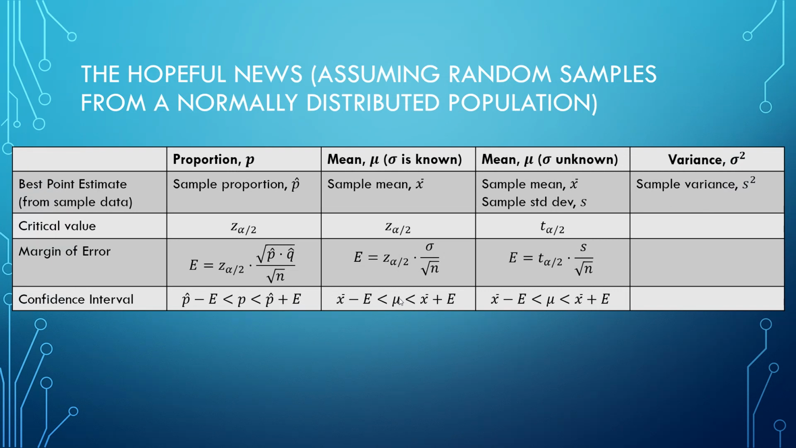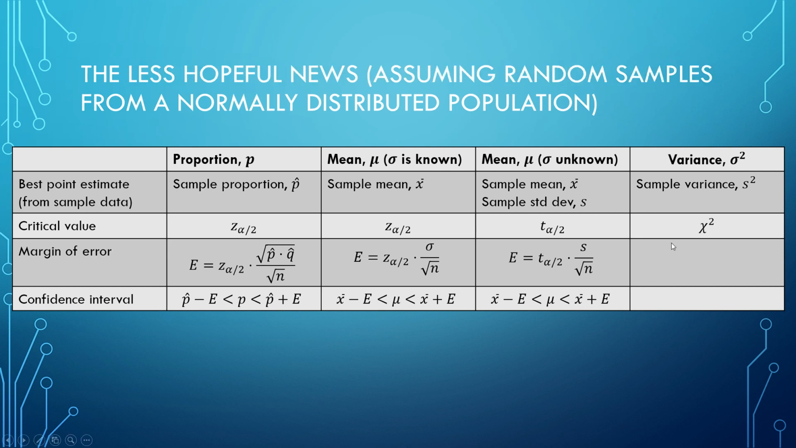Well, so far so good. We're going to use our best point estimate to be our sample variance, which is, of course, just the square of our sample standard deviation. Okay, so far so good. Let's look at critical value.